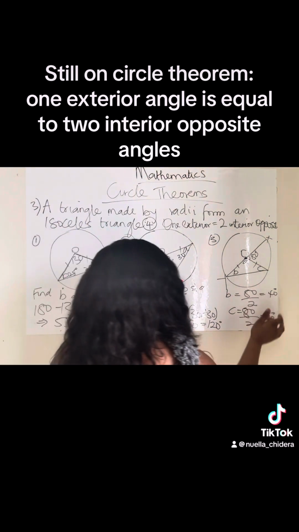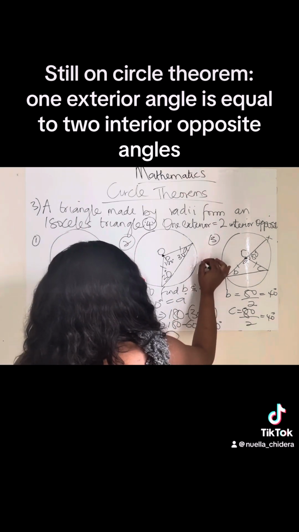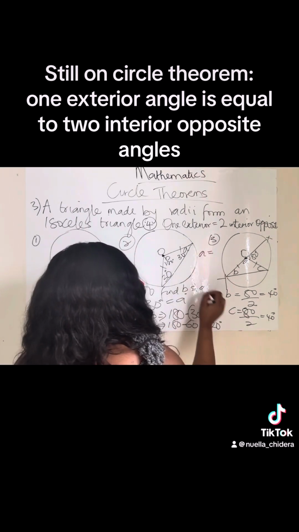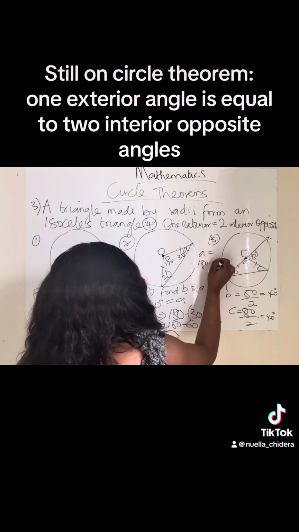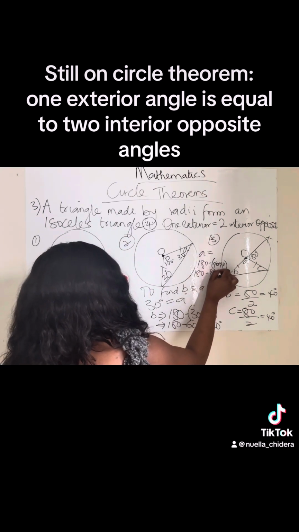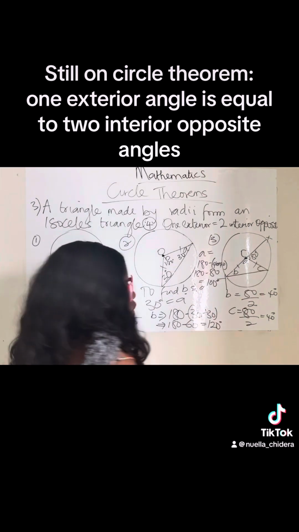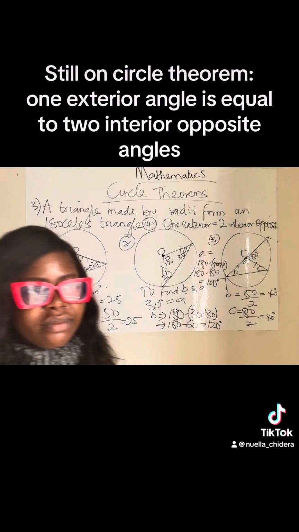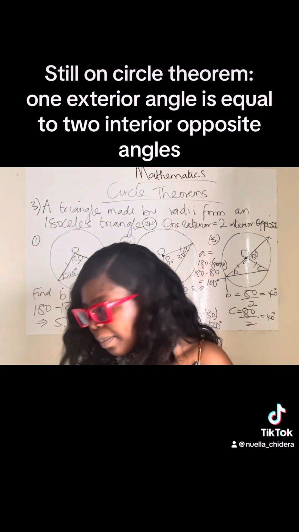So if we have found these to be 40 and 40, now finding A will be easier. A will now be equal to 180 minus 40 plus 40. So that is 180 minus 80, which is 100 degrees. So A will be 100 degrees. That is one method of solving this.